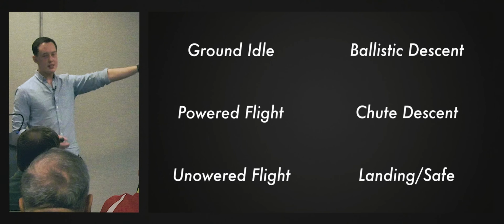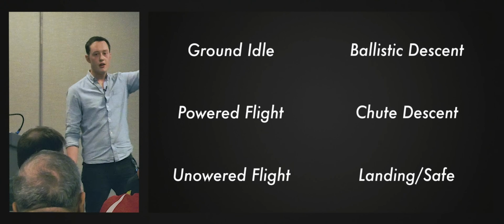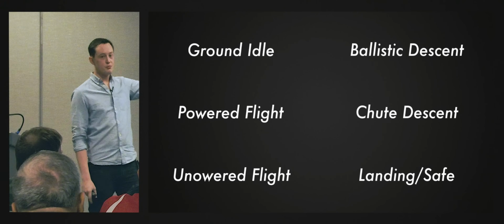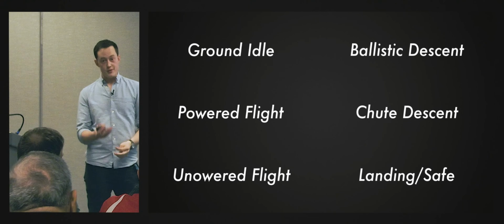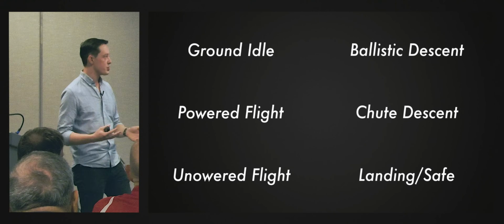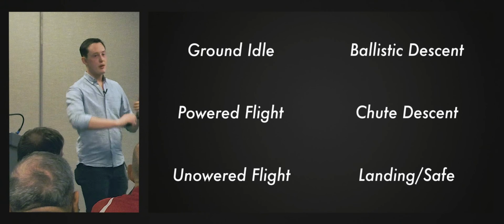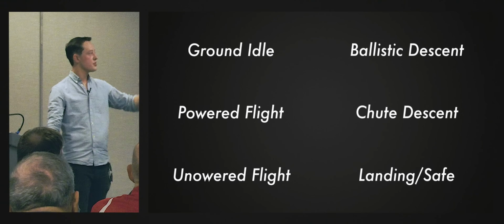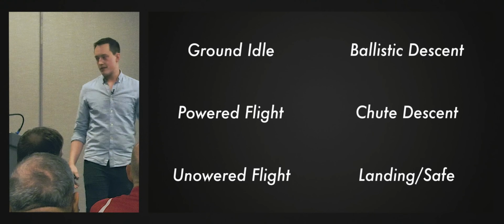So we have 6 different sort of sections or states in our flight right here. We've got ground idle on the launch pad, powered flight, which is when we're under thrust vector control. We've got unpowered flight, which is after TVC has stopped, after the motor has burned out and we're still coasting up. Ballistic descent is when we are past apogee and not yet under chutes. Chute descent is when we're under chutes, and then finally landing / safe state.